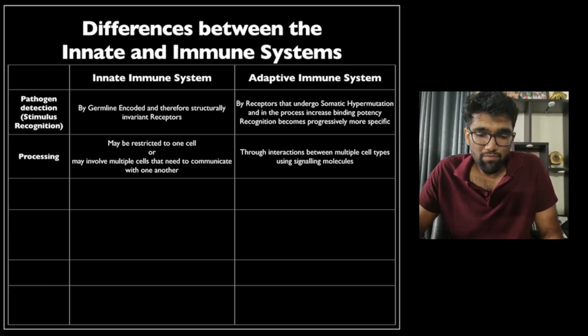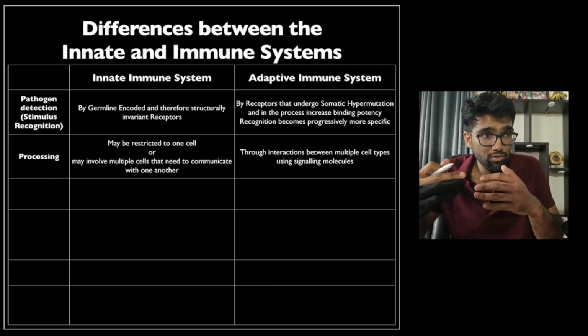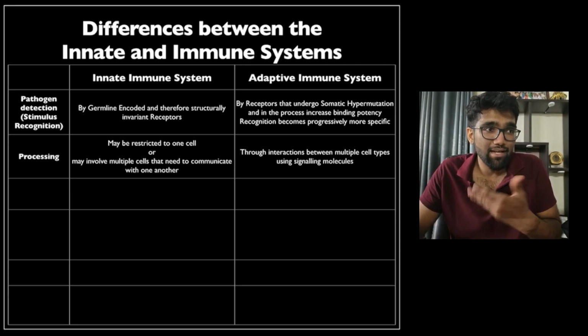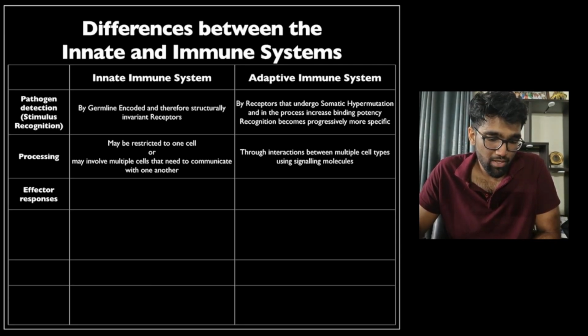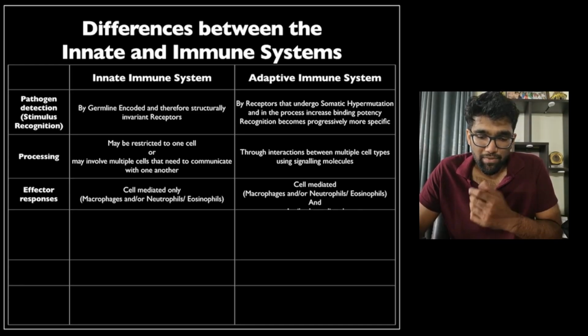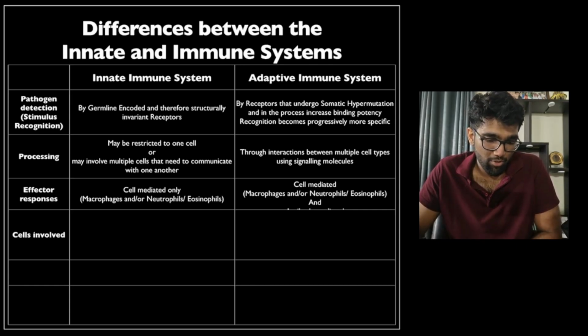Whereas in the adaptive immune system, interactions go through multiple cell types, and very strong to-and-fro interactions have to occur between specific T cells and B cells in order to produce a very specific immune response, adding a layer of specificity to the response. The effector responses in the case of the innate immune system are purely cell mediated. That is, only cells are responsible for killing or getting rid of the pathogen. Whereas in the case of the adaptive immune system, it could be cell mediated and there could be antibody production.